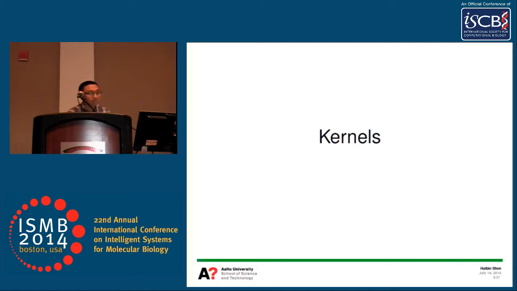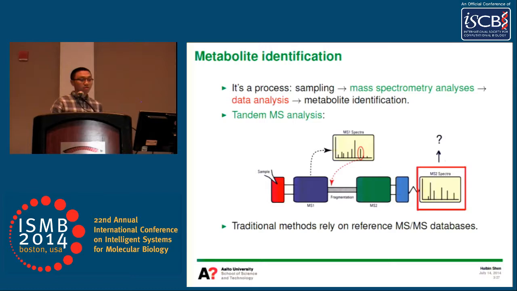The identification of metabolites is really a process. You start with the sampling, you have some biological sample, and you put it through the mass spectrometer, and you get your peaks, the mass spectra, and you do the data analysis, and then you identify the metabolite. And usually, in this setting, tandem MS is a technology used a lot to identify the metabolite. So you have your samples, you go through the MS1, you focus on the compound you're interested in, and you go again to the MS, and then you fragment the compounds, and you get the fragmentation of the compounds you detected in your mass spectrometer.